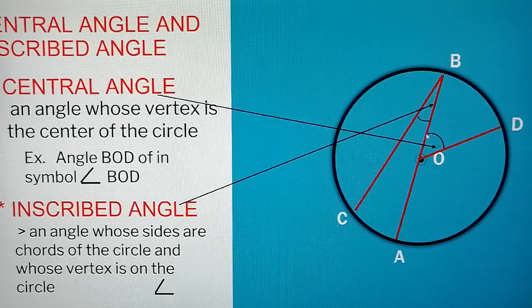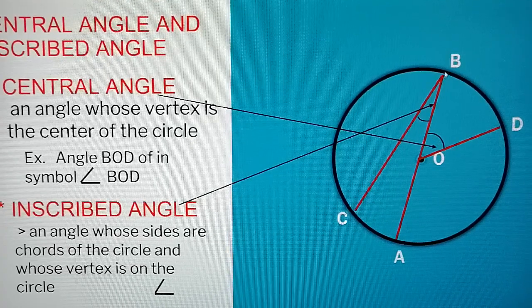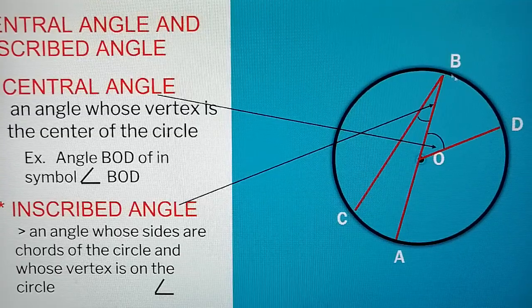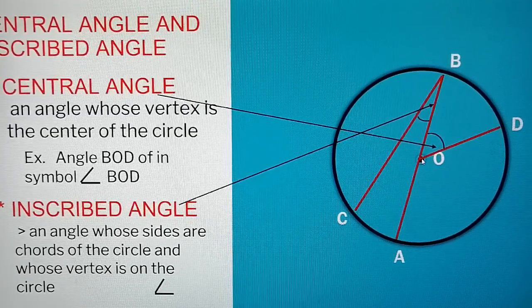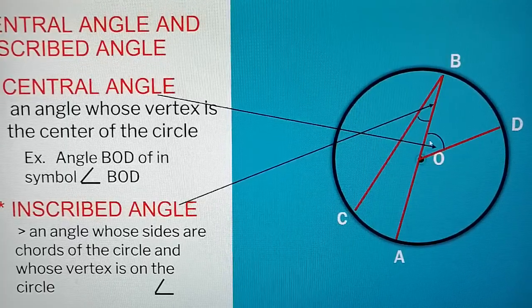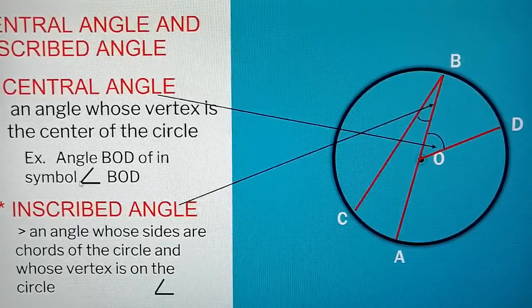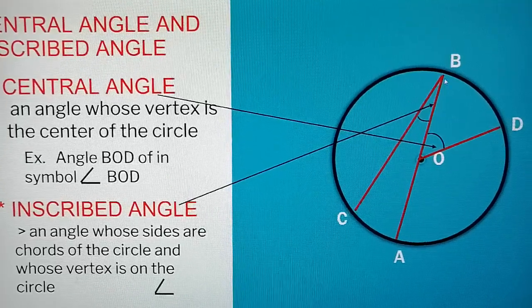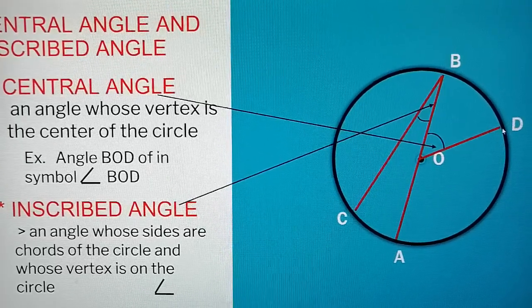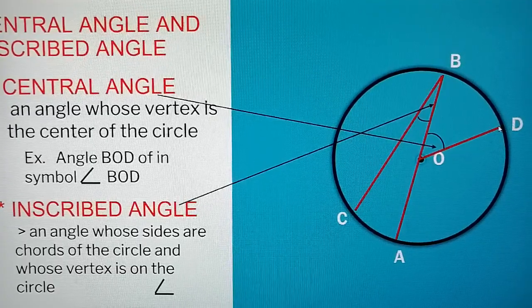This angle can be named using the points on the circle and the center. Take note that since the vertex is point O, this angle can be named as angle BOD. So we use the symbol for angle. Again, angle BOD, or it can also be named as angle DOB.